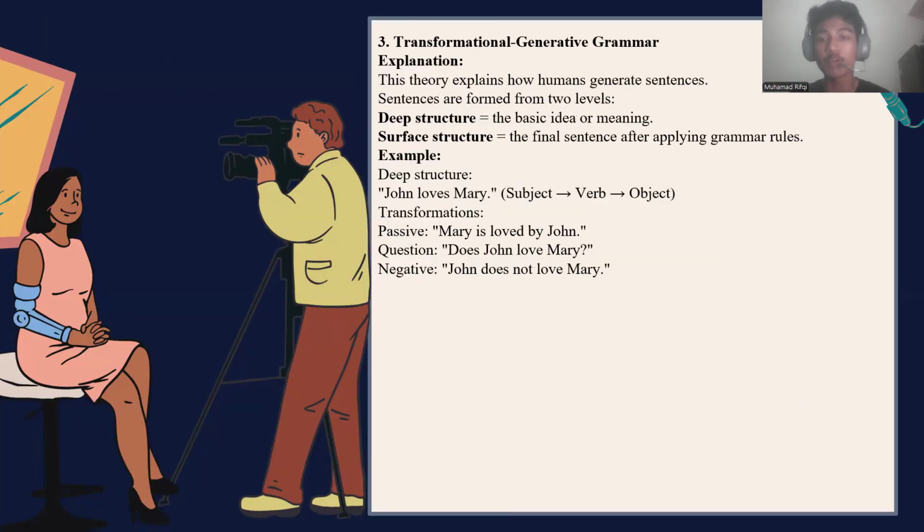The next is transformational generative grammar. This theory explains how humans generate sentences. Sentences are formed from two levels: deep structure, the basic idea or meaning, and surface structure, the final sentence after applying grammar rules. Example, deep structure: John loves Mary. Subject, verb, and object. Transformations: Mary is loved by John. Question: does John love Mary? And negative: John does not love Mary.